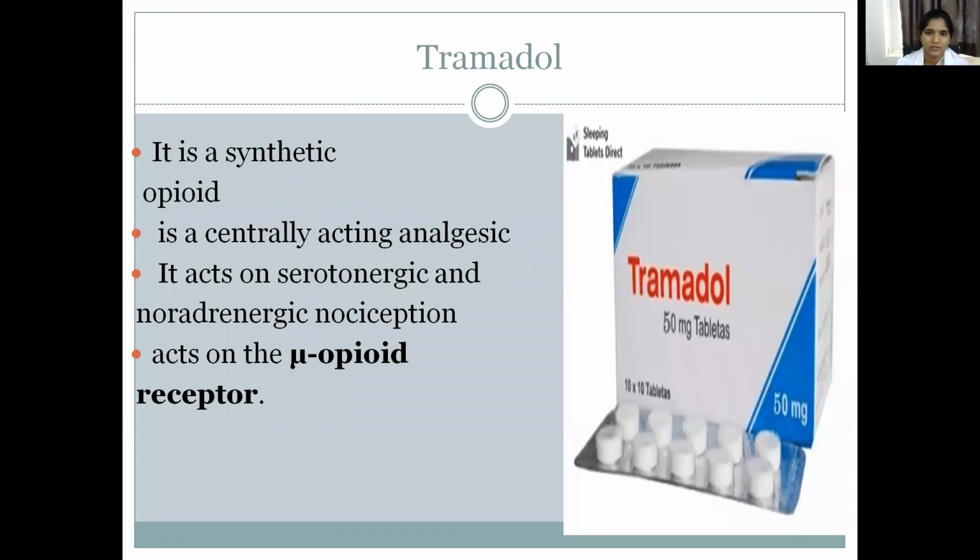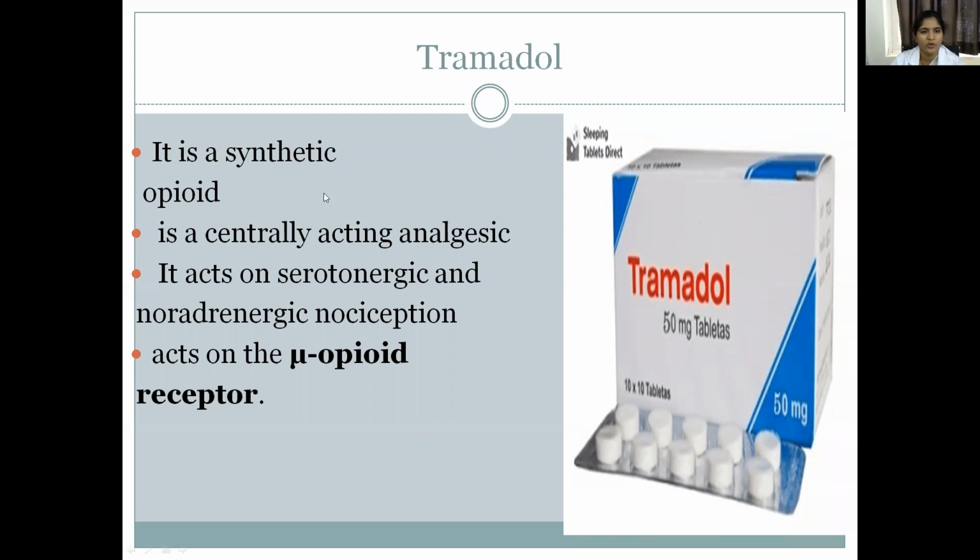Next slide is tramadol. It is a synthetic opioid drug. It is a centrally acting analgesic. So what type of questions will be given in the exam? That means, what are the receptors on which tramadol acts? Tramadol acts on which receptors, and what is the mechanism? What are the uses and adverse effects, like that? Those questions will arise in this.